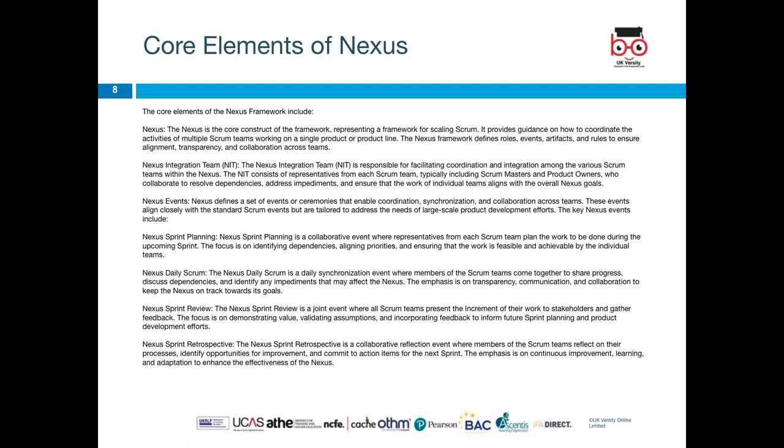Nexus daily Scrum. In this aspect, members of the Scrum teams come together to share progress, discuss the dependencies, and identify any impediments that may affect the Nexus. The emphasis is on transparency, communication, and collaboration to keep the Nexus on track towards its goal.